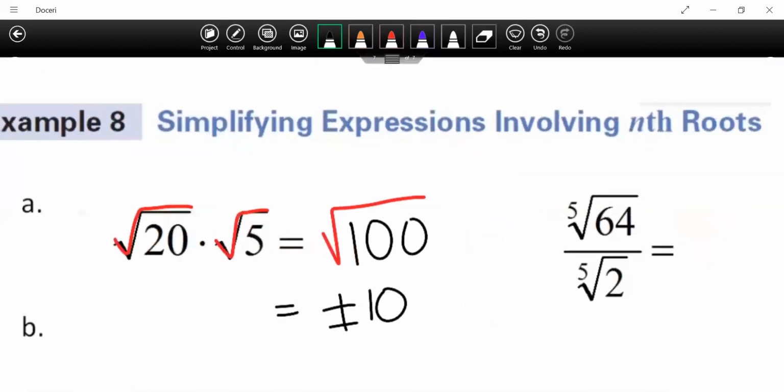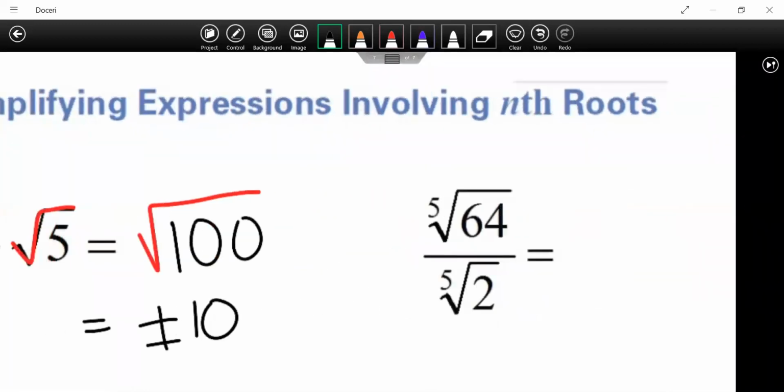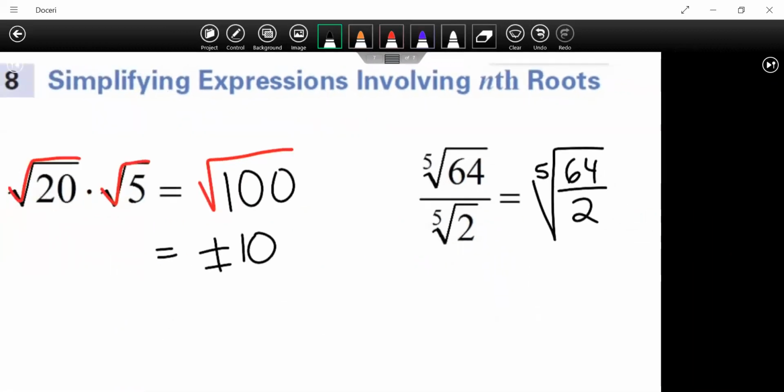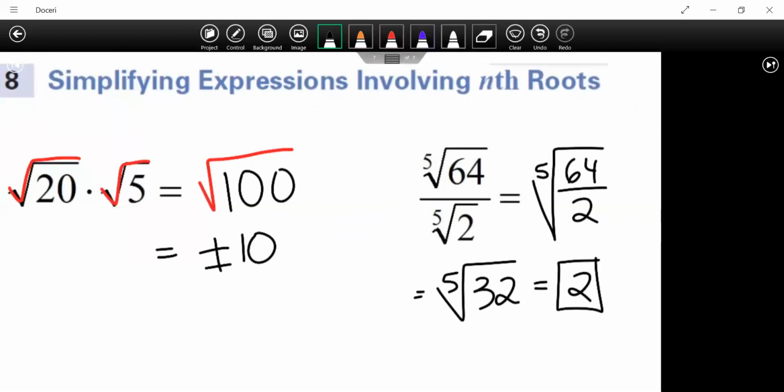Okay, for the next one here, we have them as the same, the fifth root. Because they're the same, we can reduce it down to the same root value. The fifth root of 64 over 2. This is going to look nice because we can get the fifth root of 32, which happens to be 2. So individually, these might look like extremely hard problems, but because we can reduce them down a little bit, it'll be a little bit nicer. So we want to be able to see a lot of these.